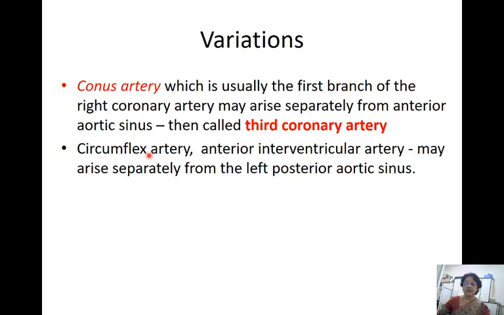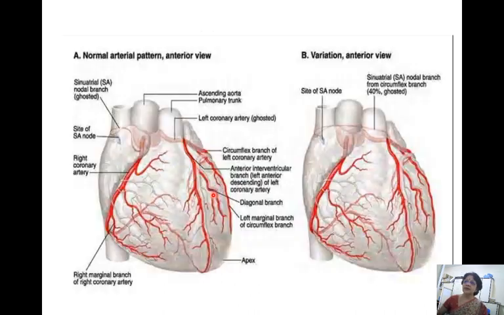Or the circumflex artery, or the anterior interventricular artery itself, may arise separately from the left posterior sinus. That means there is no stem vessel of the LCA. This branch or that branch comes directly from the aortic sinus. That would also be a third coronary. So this is rarer.